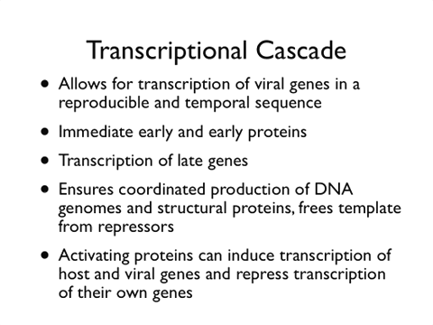to the fact that some virus gene products, when elaborated at the wrong time in infection, will destroy the replication cycle. It allows for first transcription of immediate early genes and then later early proteins, and the later control of late genes. It ensures coordinated production of virus DNA templates and structural proteins, and it frees the templates from repressors.